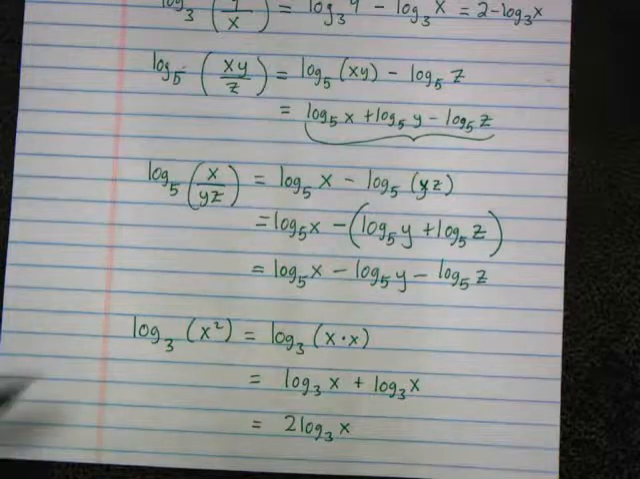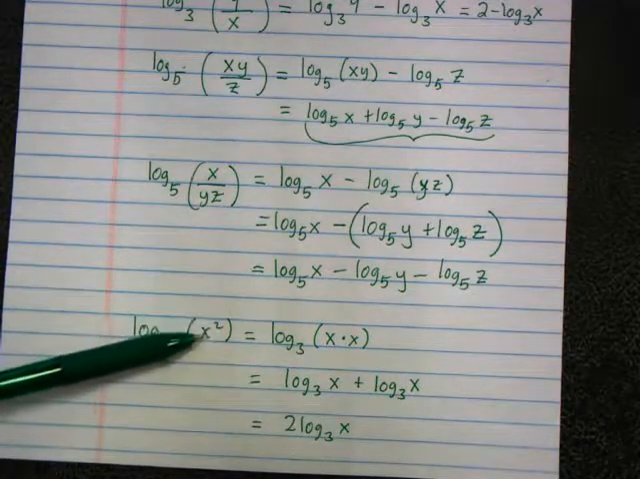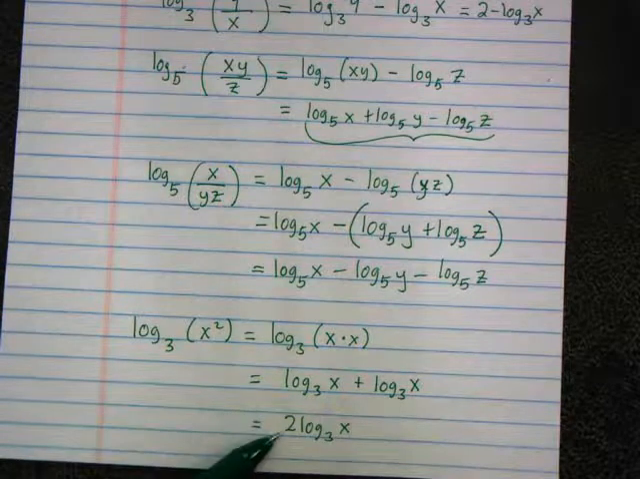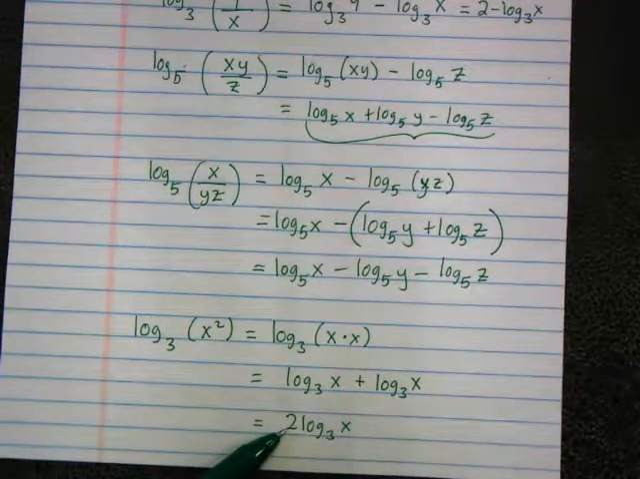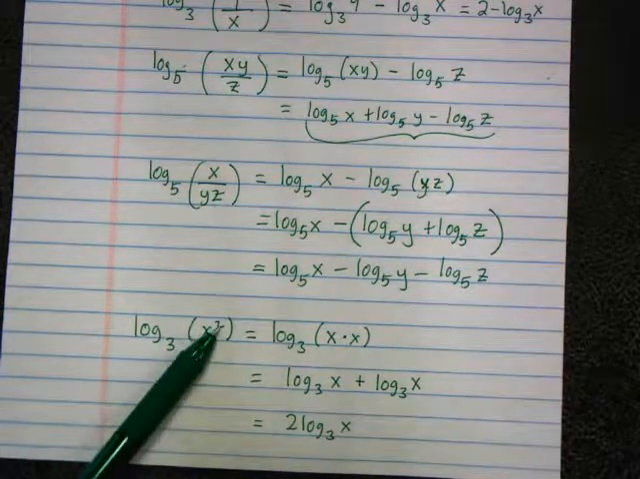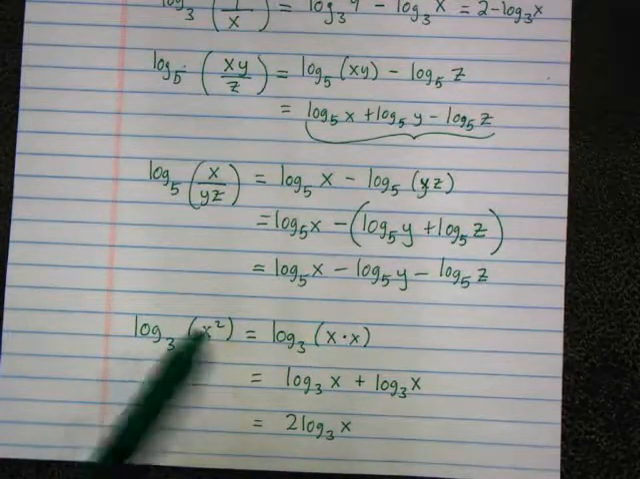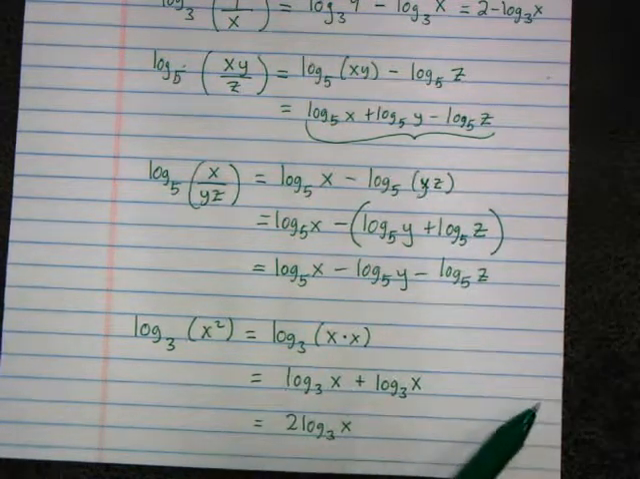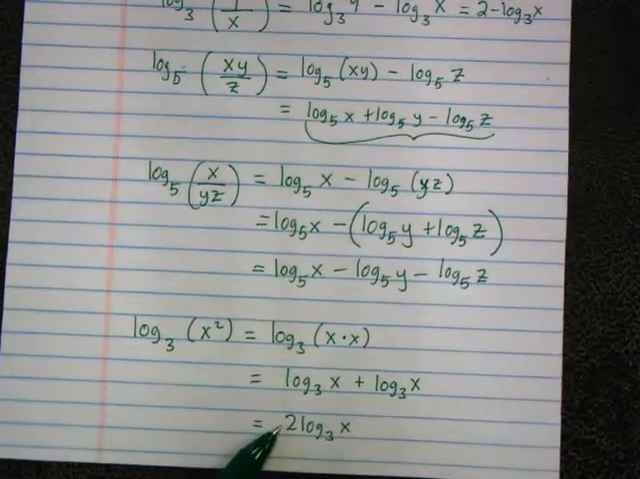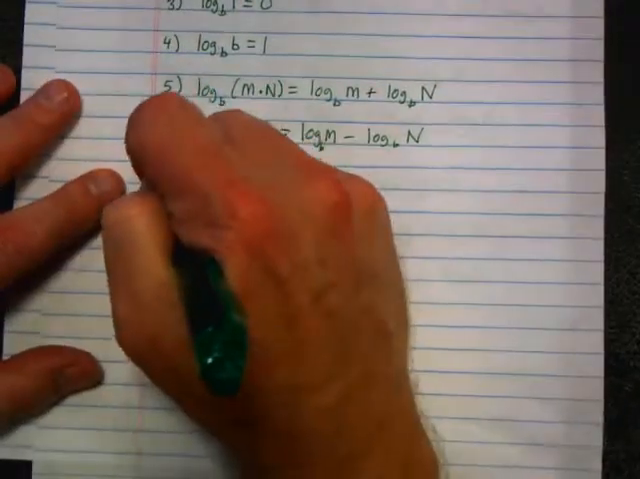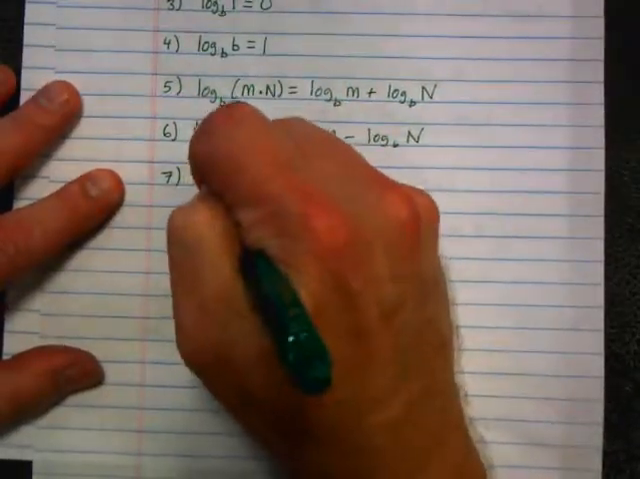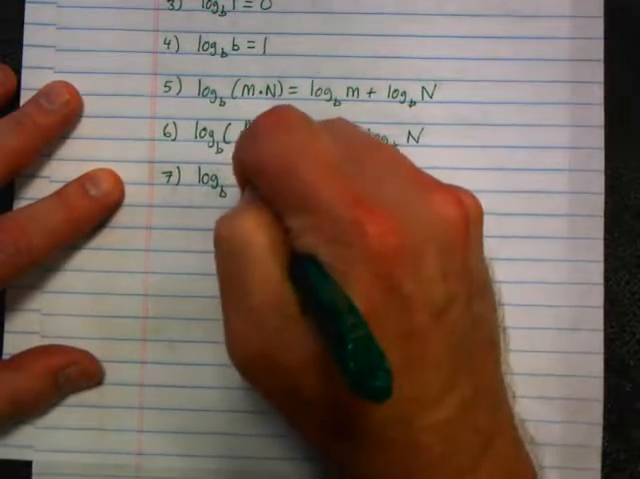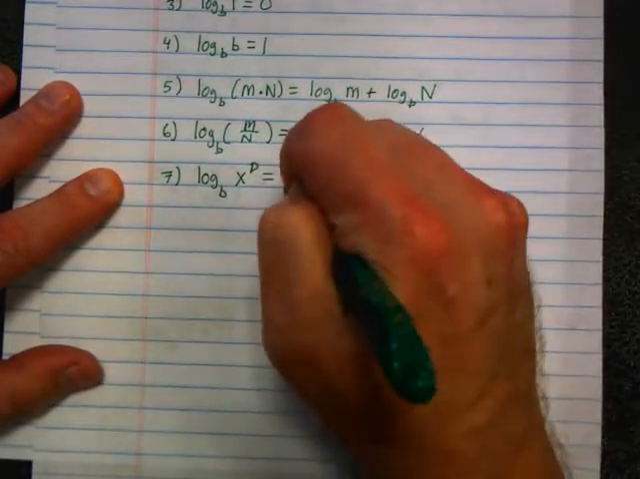So, notice, what happened to this exponent? We started with an x squared. The exponent just moved down to the front of the log. Would it matter if I started with x cubed here? Because then I would have x times x times x, which would be 3 of them added together, which would mean we'd end up with a 3 down there. All right, so there's rule number 7. Log base b of x to a power, the power comes down front.